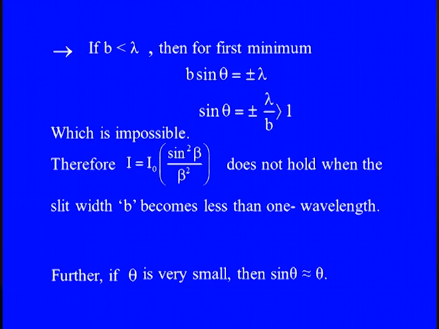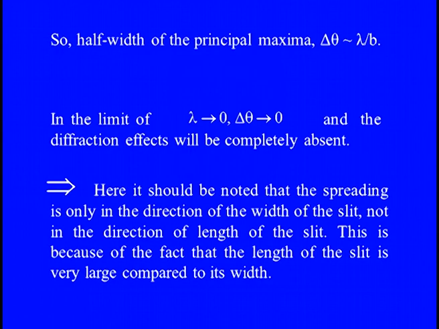Further, if theta is very small, we can write sin theta approximately equal to theta. So, the half width of the principal maximum, delta theta, will be approximately equal to lambda by b. In the limit of lambda tending to 0, delta theta will tend to 0, and the diffraction effect will be completely absent. Here it should be noted that the spreading is only in the direction of the width of the slit, not in the direction of the length of the slit. This is because the length of the slit is very large compared to its width.